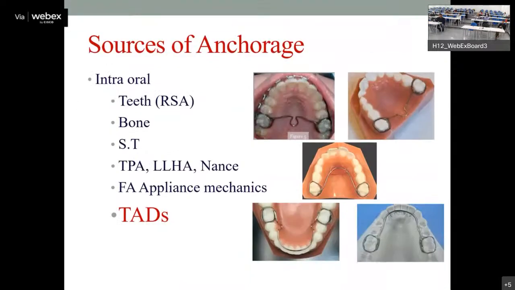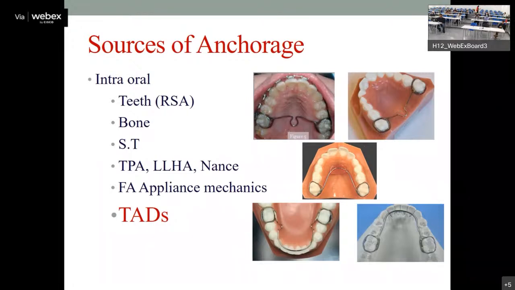Intraorally, we can get anchorage from the teeth through the root surface area, also from the bone, and this is the concept of Ricketts utility arch, where they move the root of the posterior teeth buccally into the bone to stabilize them and prevent them from moving forward. Also from the soft tissue and from intraoral devices like the transpalatal arch, lower lingual holding arch, and Nance appliance.